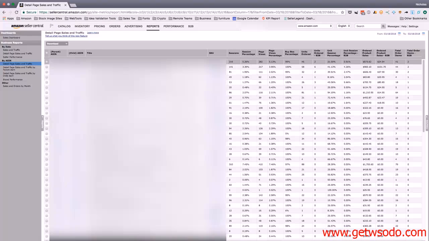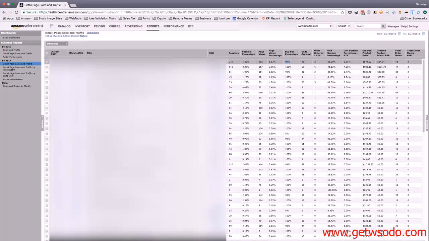Okay, and page views just means these aren't unique page views, these are just however many times it's been seen. So there might be a person who's gone back to the page, gone to another page, and gone back. So your page views are usually going to be higher than your sessions. And same thing for the page view percentage. Page view percentage is just going to be the percentage this represents across all your SKUs. And buy box percentage.